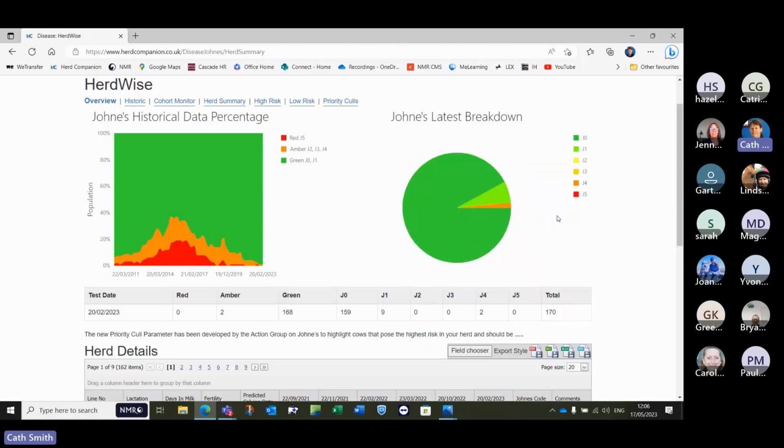Everything on Herd Companion, incidentally, resets itself. So when you've been in and you've clicked on something, you've changed the sort order, or I've changed the pie chart here, it will revert back to its original state. So you can click away. You can't damage or break anything. It's quite robust in that regard.